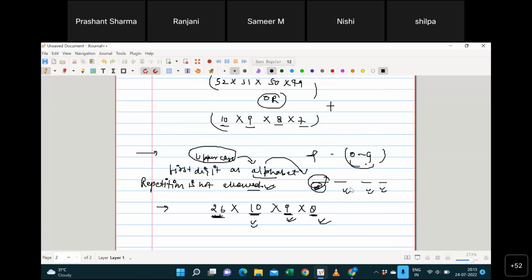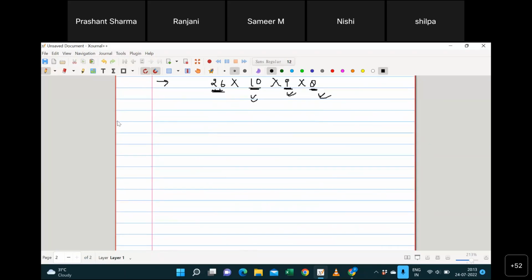Yes, sir, we got it. Okay, just tell me, you are familiar with the factorial things, right? What is the meaning of n factorial? This is nothing but n into n minus 1 into n minus 2 up to 3 into 2 into 1. That is the meaning of factorial, right? Also, I can write n into n minus 1 factorial.